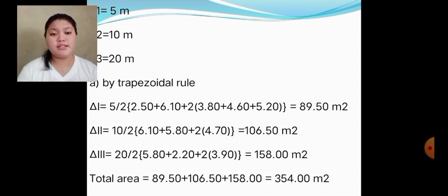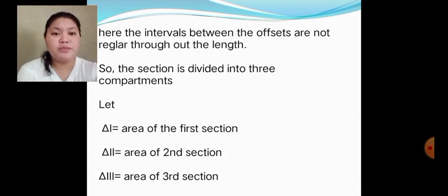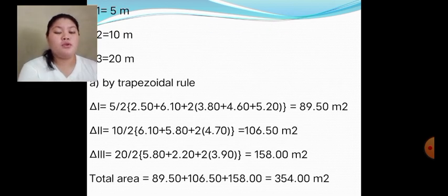So the second section is 10 over 2, which is 6.10 plus 5.80, which are the first and the last offset. So plus 2 times 4.70, because that is what is placed here based on our division into compartments, which gives the answer 106.50 meters squared. So the third section is 20 over 2, which is 5.80 plus 2.20 plus 2 times 3.90, equals 158 meters squared.